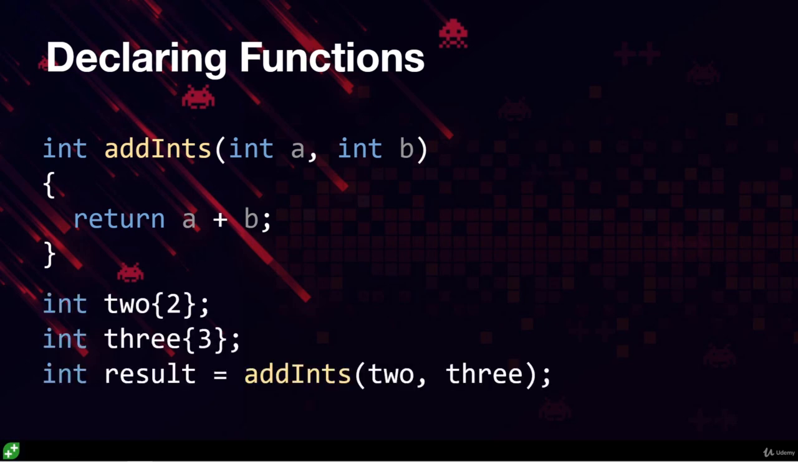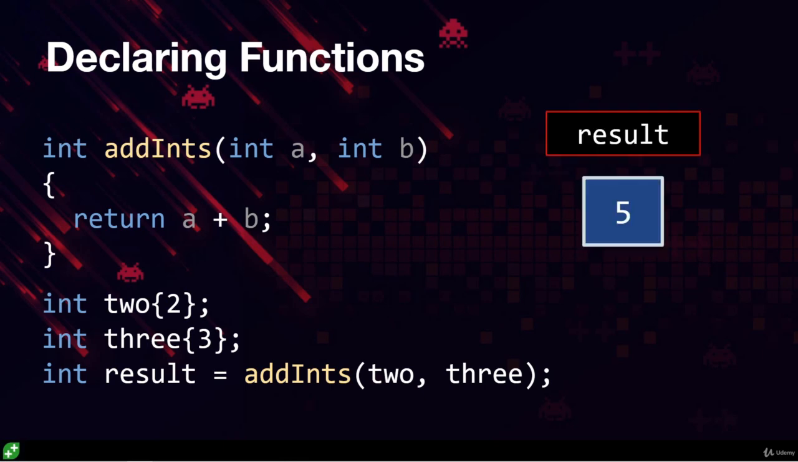Now, a function can take variables as well, as we've seen in previous videos. So we could create two integers, an integer called 2, initialized with a value of 2, and an integer called 3, initialized with a value of 3, and we could call addInts, passing in 2 and 3. And result would get the value 5 because addInts will take those values, add them together, and return the result, just like it did when taking in the literal values 2 and 3.